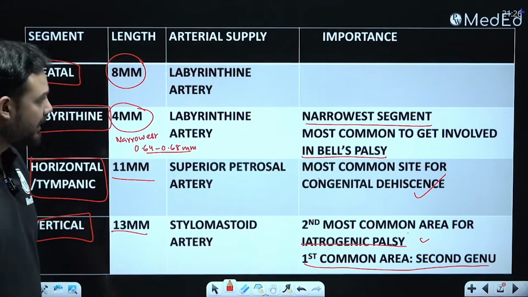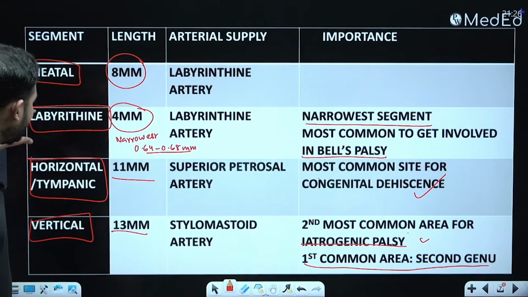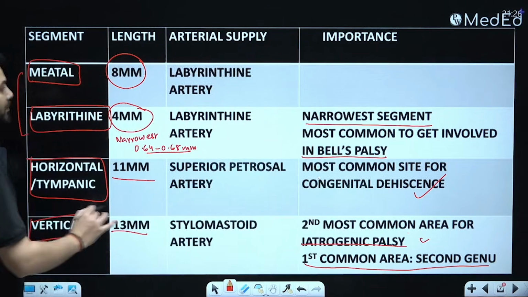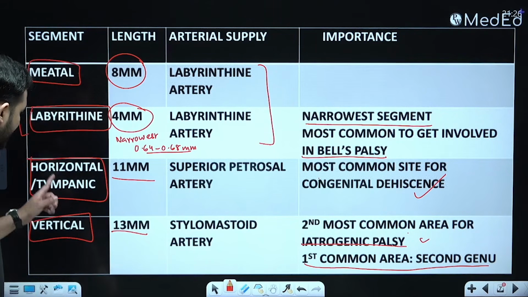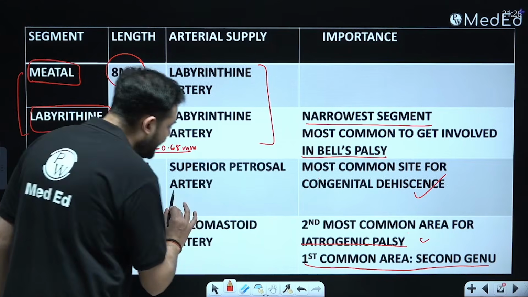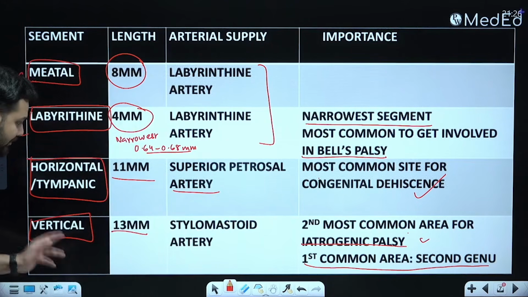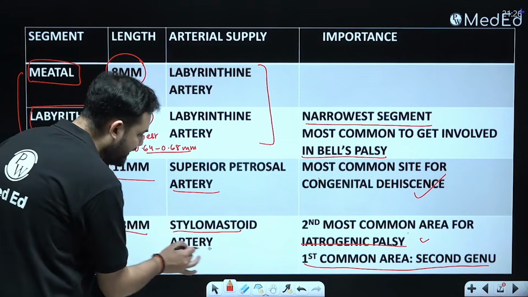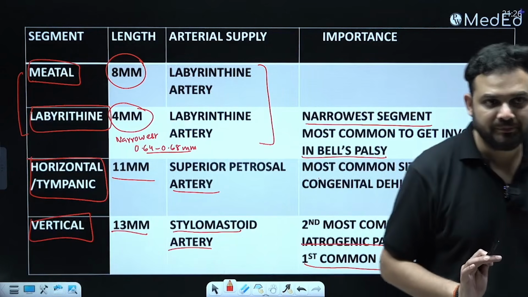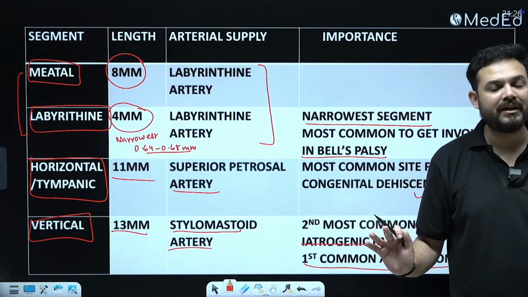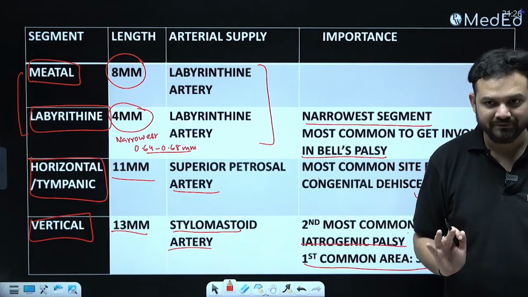Okay, fine. Now, what is the supply? The meatal part and the labyrinthine part both get supplied by the labyrinthine artery. Horizontal part gets supplied by the superior petrosal artery, and the vertical part gets its supply from the stylomastoid artery because it comes out of the stylomastoid foramen. So that is the stylomastoid artery. These are all the questions that have been asked regarding the course of the facial nerve. Okay, fine.